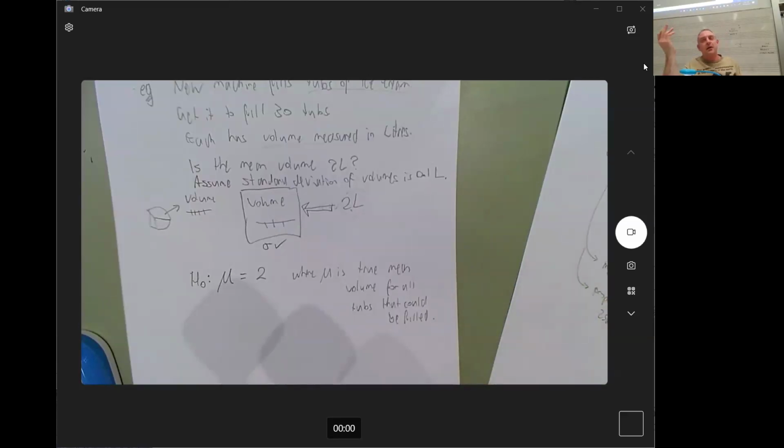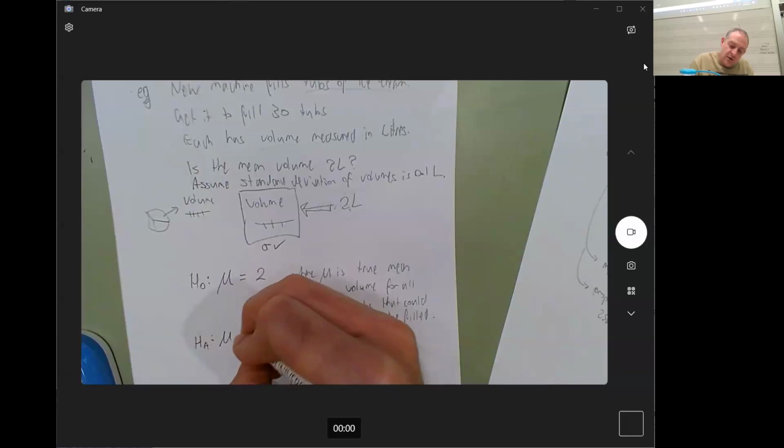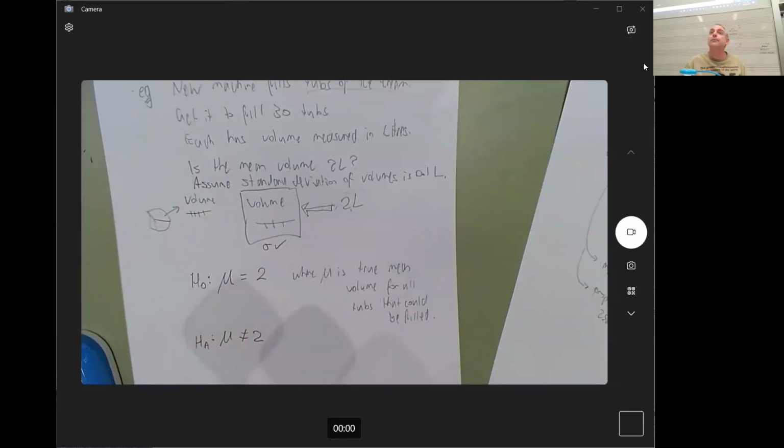Or you could say in other situations, it's the true mean blood pressure of people who have this drug, or it's the true mean height of university students of this age, or whatever. And then the alternative hypothesis is the opposite answer to this one, which is that it's not 2. Yay, not that hard.